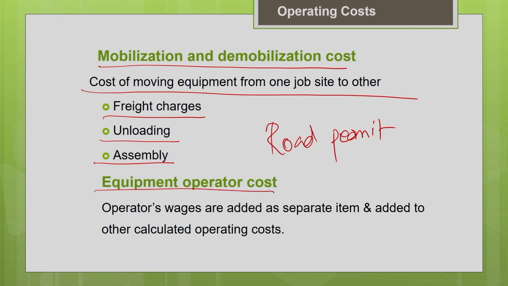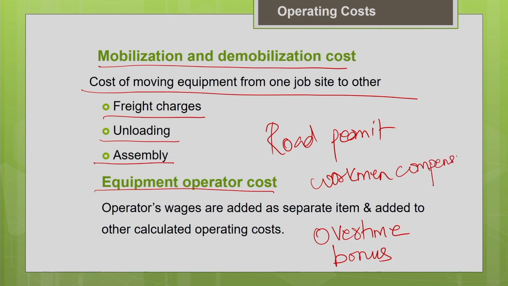Now next is your equipment operator cost. This includes the normal hourly wages of the operator, and you also have to include all the other benefits, for example overtime charges, benefits, and any bonus he gets. Everything should be included under the equipment operator cost. Even the workmen's compensation insurance premium, which the employer pays on behalf of the employee or worker, is included. So everything is included in this operator cost, and you have to calculate the corresponding hourly operator cost. Operator wages are added as a separate item to the other calculated operating cost.